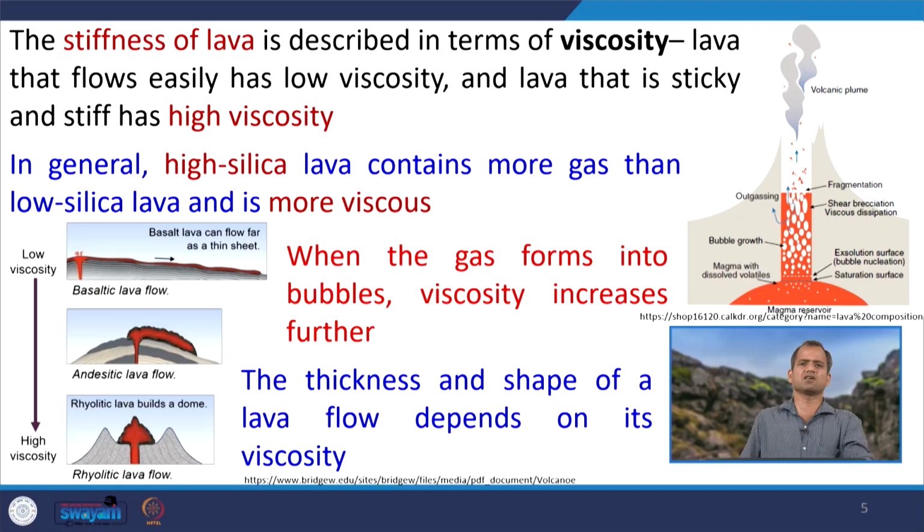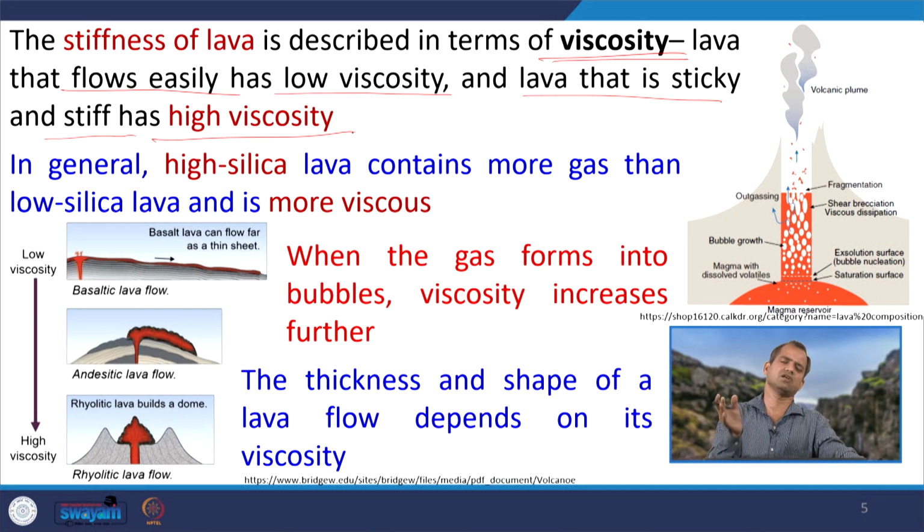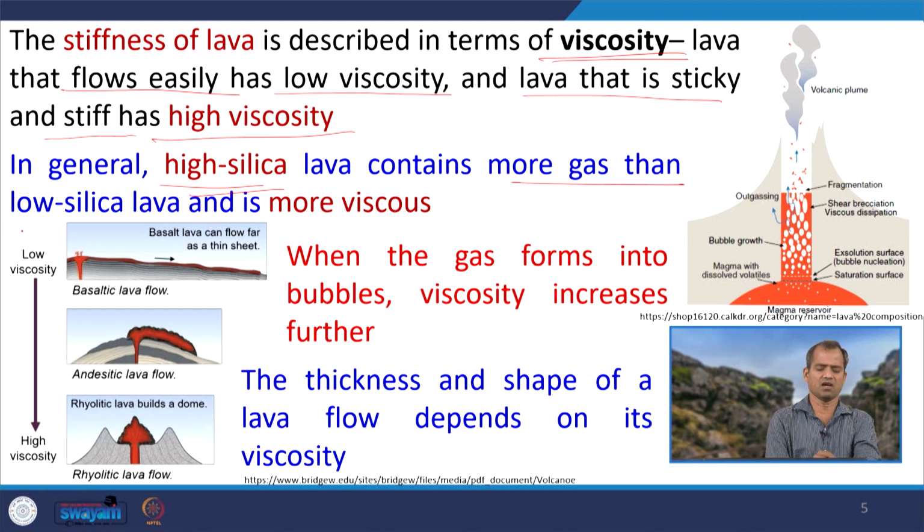The stiffness of lava is described in terms of viscosity. So, more stiffness means more viscosity. Magma flows easily at low viscosity, and lava that is sticky and stiff is of high viscosity. That is why basaltic lava is low viscosity and felsic lava is high viscosity. And in general, high silica content lava contains more gas and is more viscous.